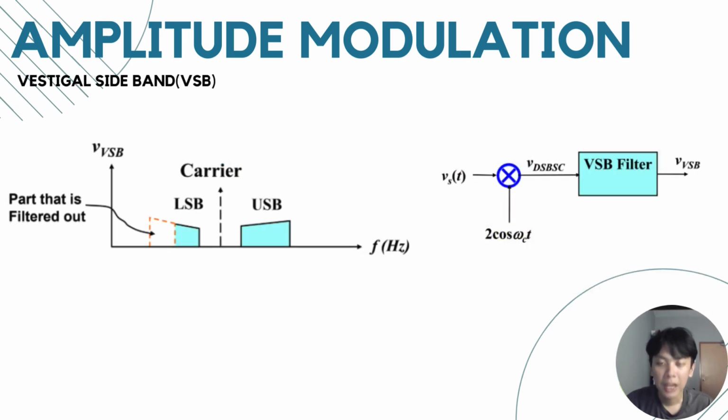Last but not least, the fourth technique, vestigial sideband, VSB, is a compromise between DSBFC and SSB. It transmits one sideband and a small portion of the other sideband, known as the vestige. This makes it easier to demodulate than SSB while still saving bandwidth compared to DSBFC. In short, each technique has its own advantages and disadvantages, with the choice depending on the application requirements.